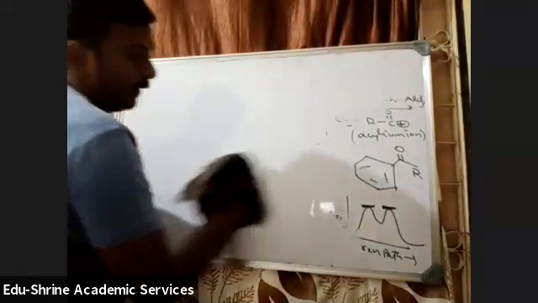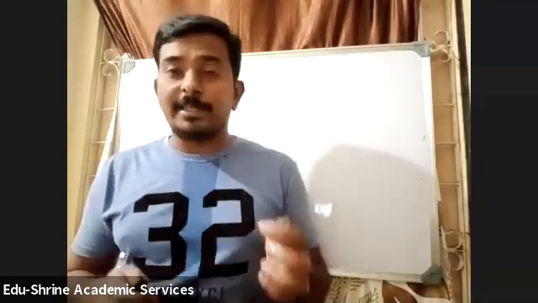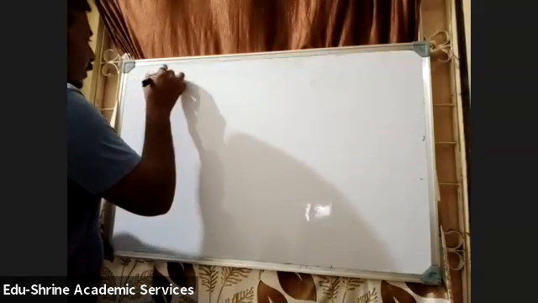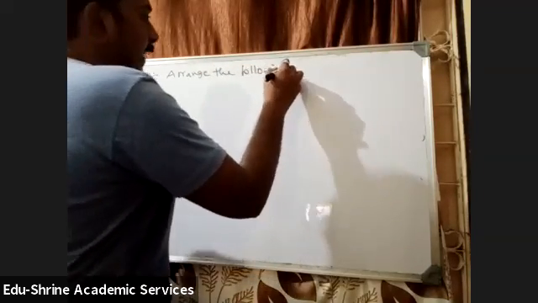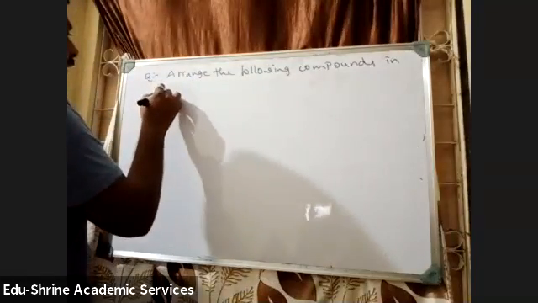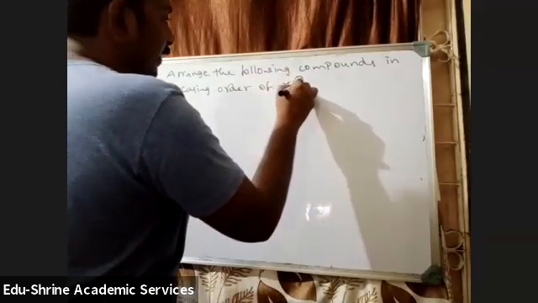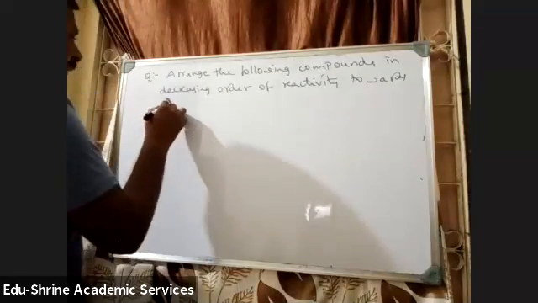Now the important questions that will be asked regarding electrophilic substitution reactions is, for a given compound, identifying the reactivity order towards electrophilic substitution. For example, the question is: arrange the following compounds in decreasing order of reactivity towards electrophilic substitution.